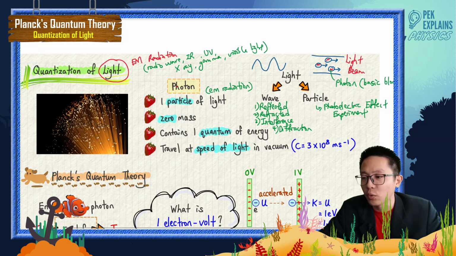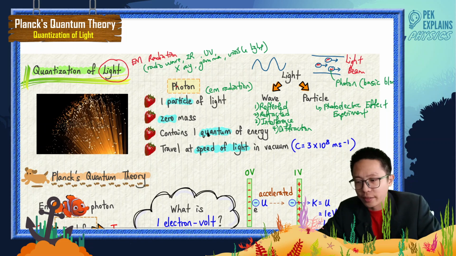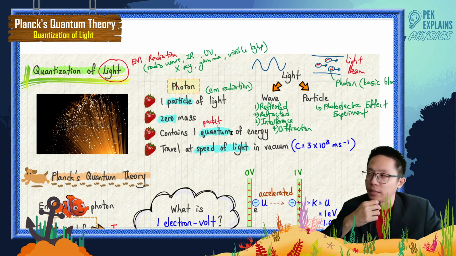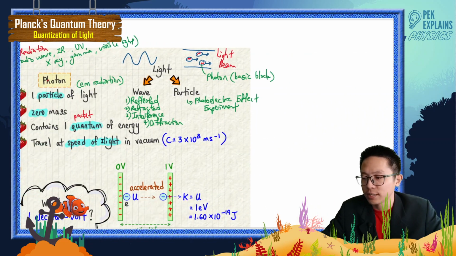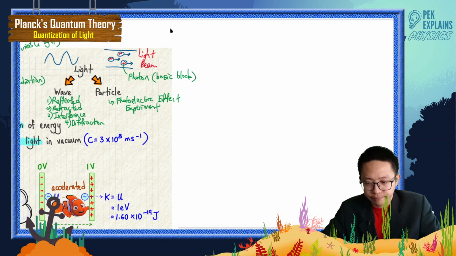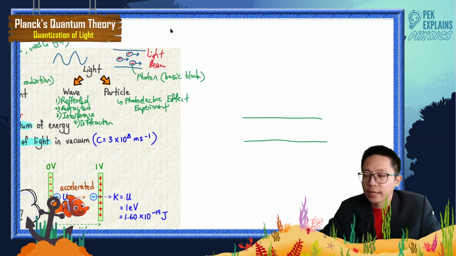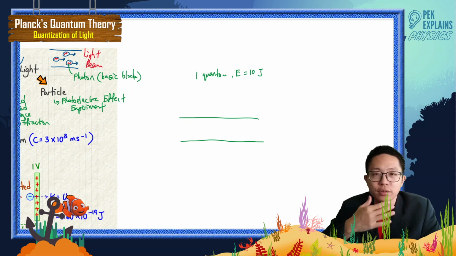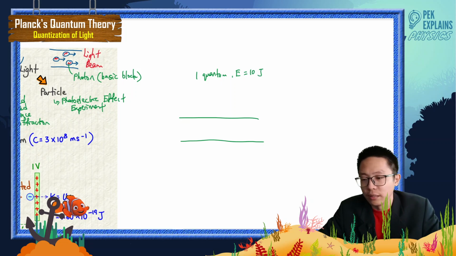What is meant by one quantum? Quantum means a packet of energy, a bundle of energy, which is an equal amount in every photon. Maybe I can describe it over here. For example, let's say one quantum of energy is maybe 10 joules. 10 joules is actually a lot. So we can say this is the energy for one photon.